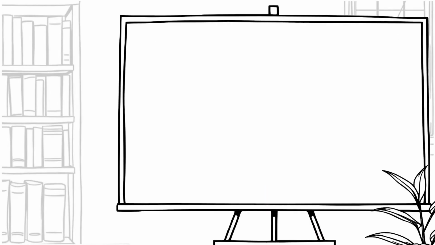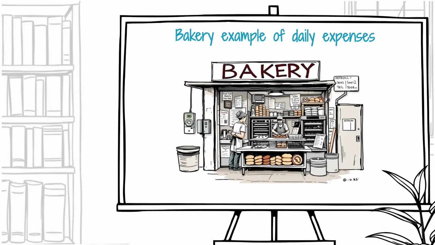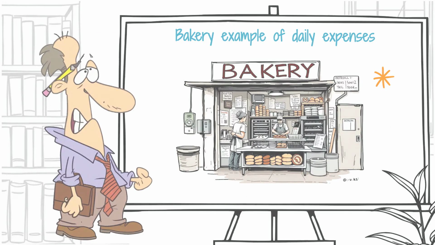For example, a bakery may pay rent for its shop, electricity for its ovens, and wages for its staff. All of these help the business function day to day.